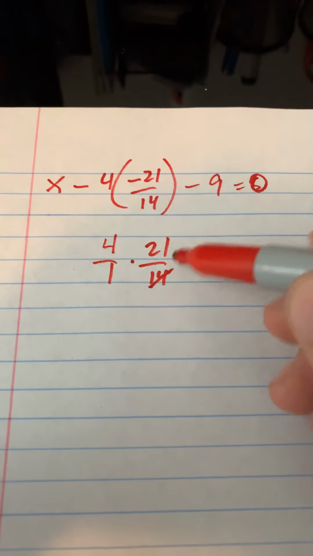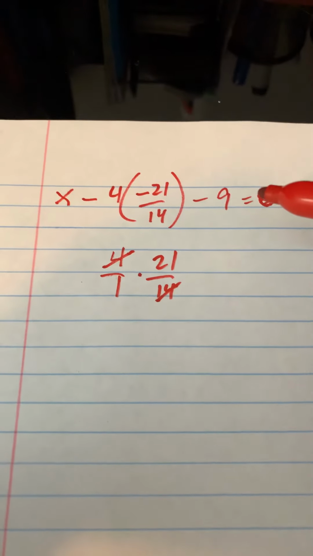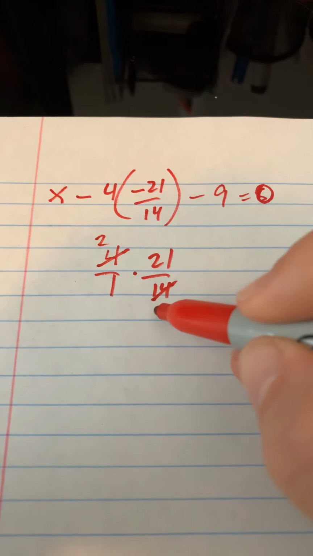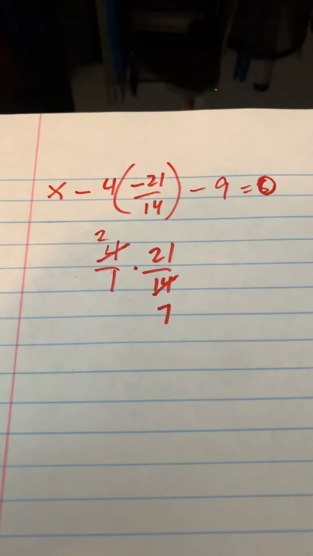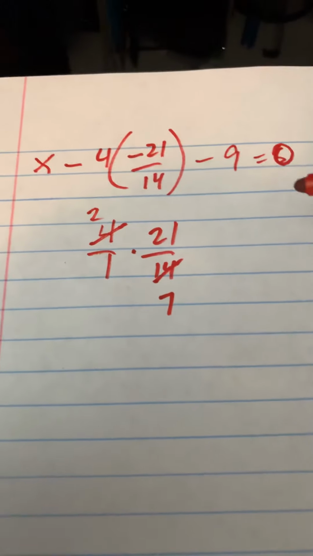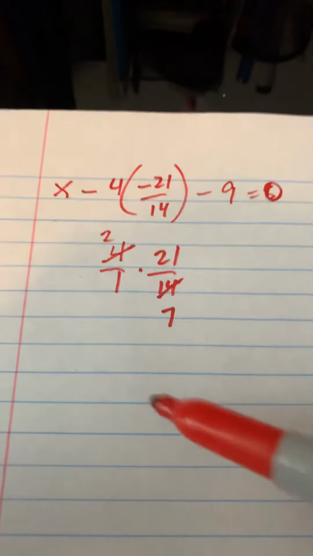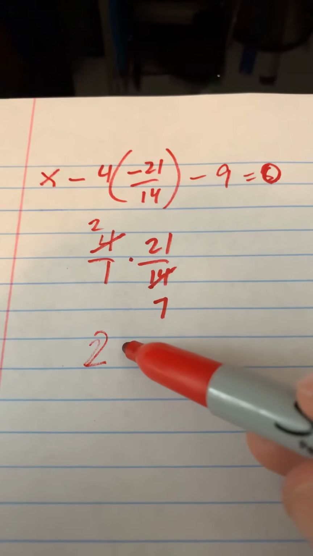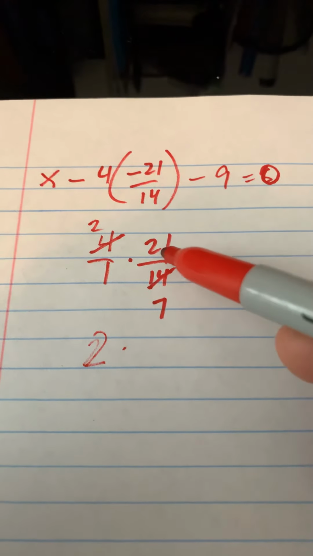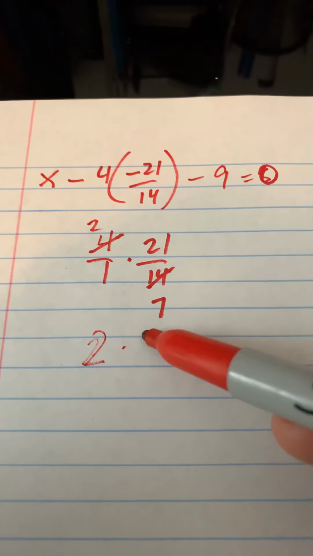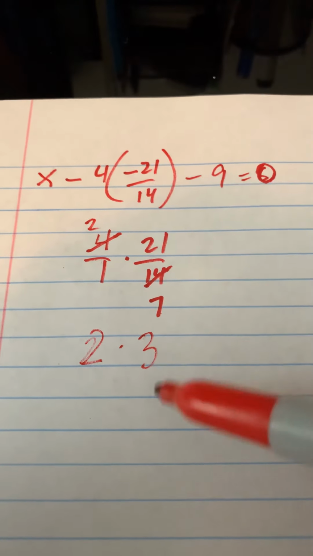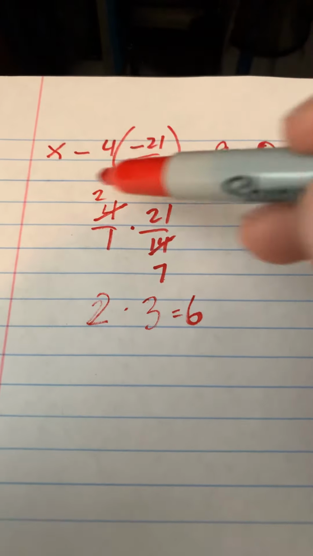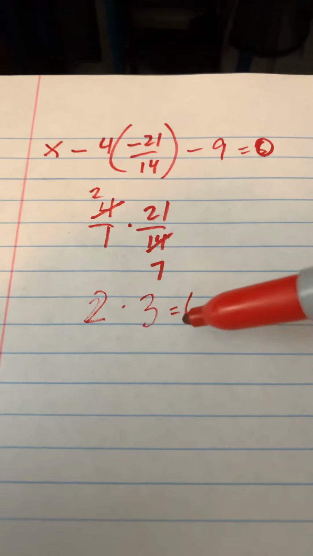So we can do some reduction here. Those are both divisible by 2, so we would have 2 and we would have 7. And then 2 over 1 is 2, times 21 divided by 7, which is 3. So this is actually 6. So all of this right here, negative 4 times negative 21 over 14, actually gives you 6.